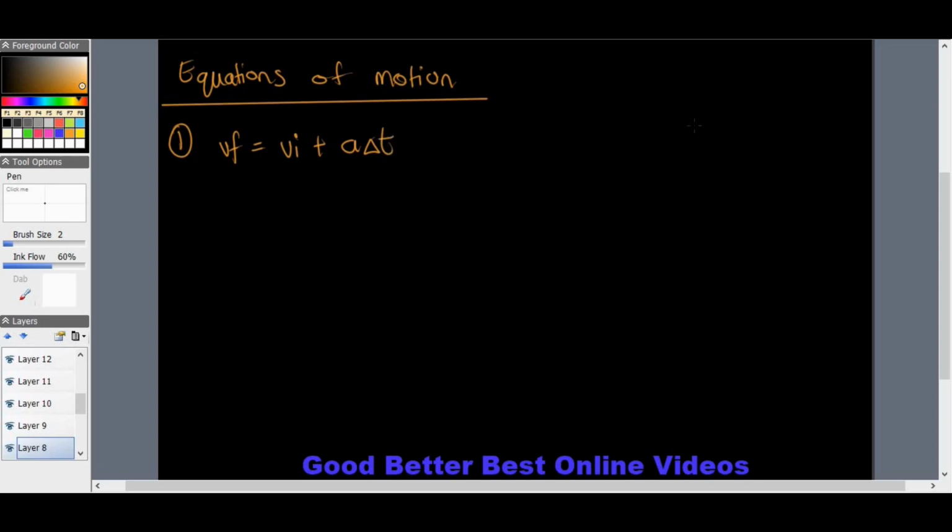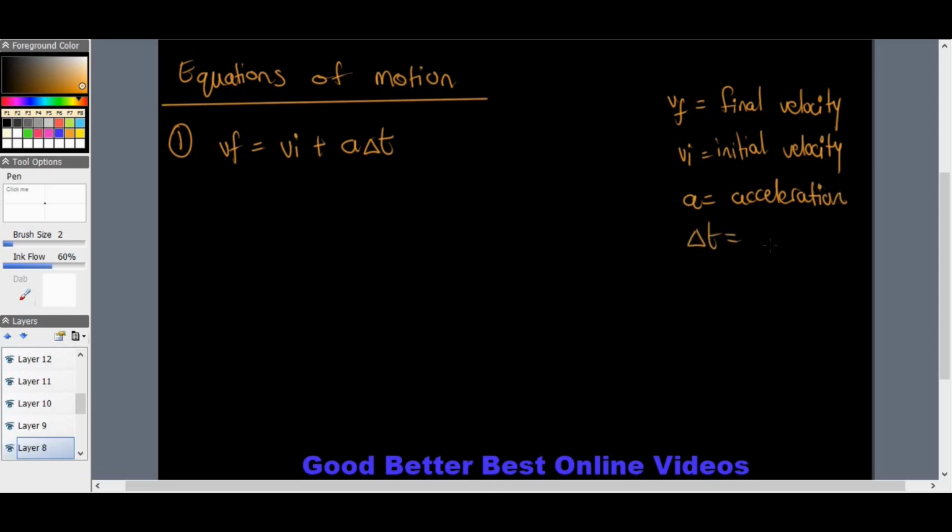Let's just list the variables quickly. Vf will stand for final velocity. Vi, obviously, the i stands for initial velocity. The letter A stands for acceleration. And delta t stands for time in seconds. Always time in seconds.